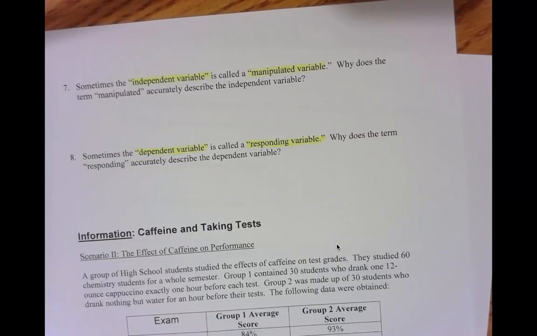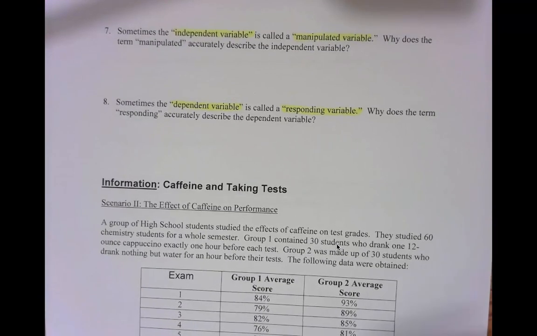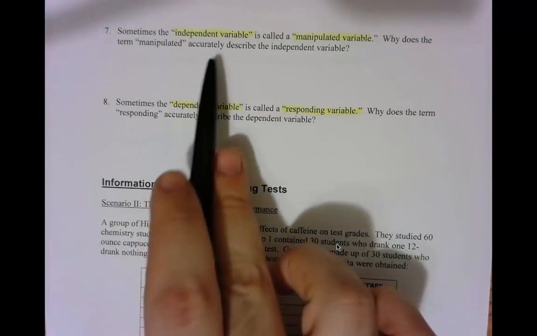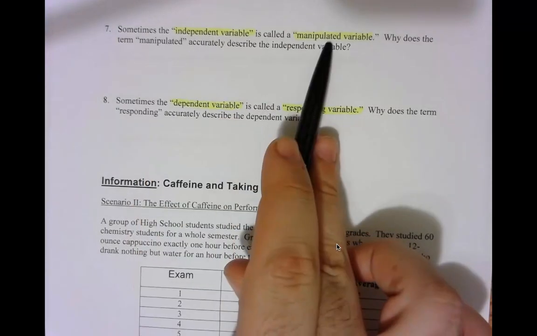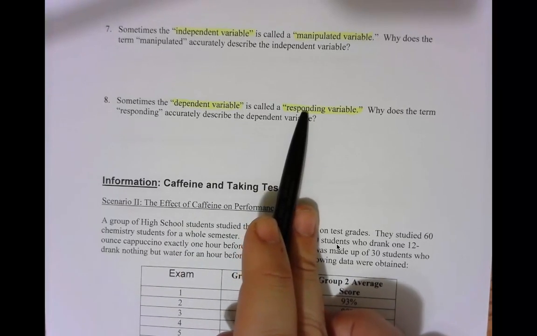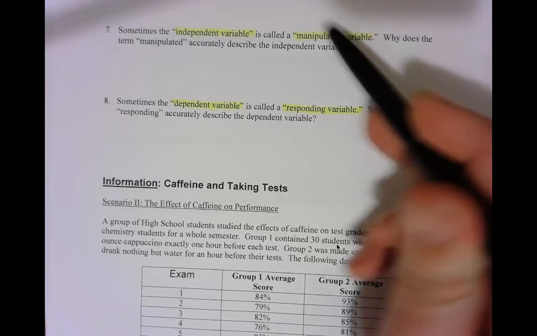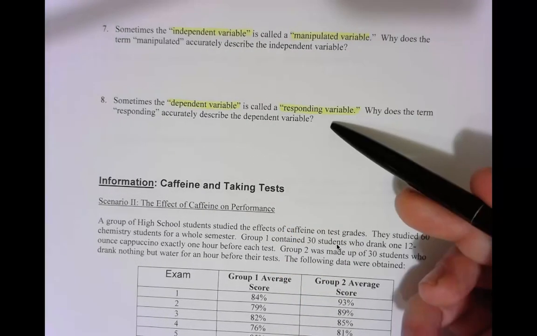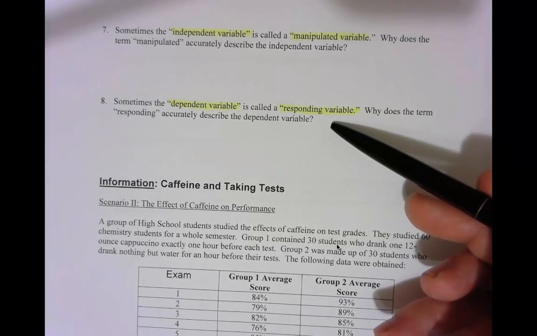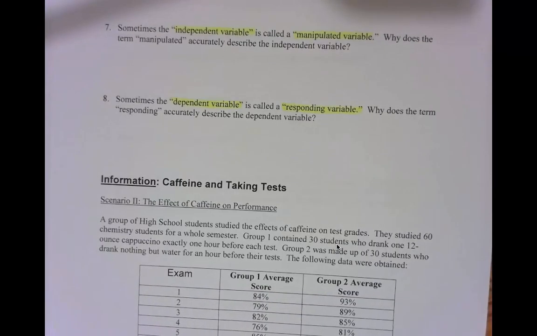Number 7 and number 8 go together. So this is just doing a little bit of word similarities. So we're comparing independent variable to manipulated variable and dependent variable to responding variable. To answer these questions, think about what manipulated means and how it can represent independent variable. Think about responding variable and what the word responding means and how that could represent a dependent variable. The definitions that are on the front will be helpful when you're thinking about these questions.